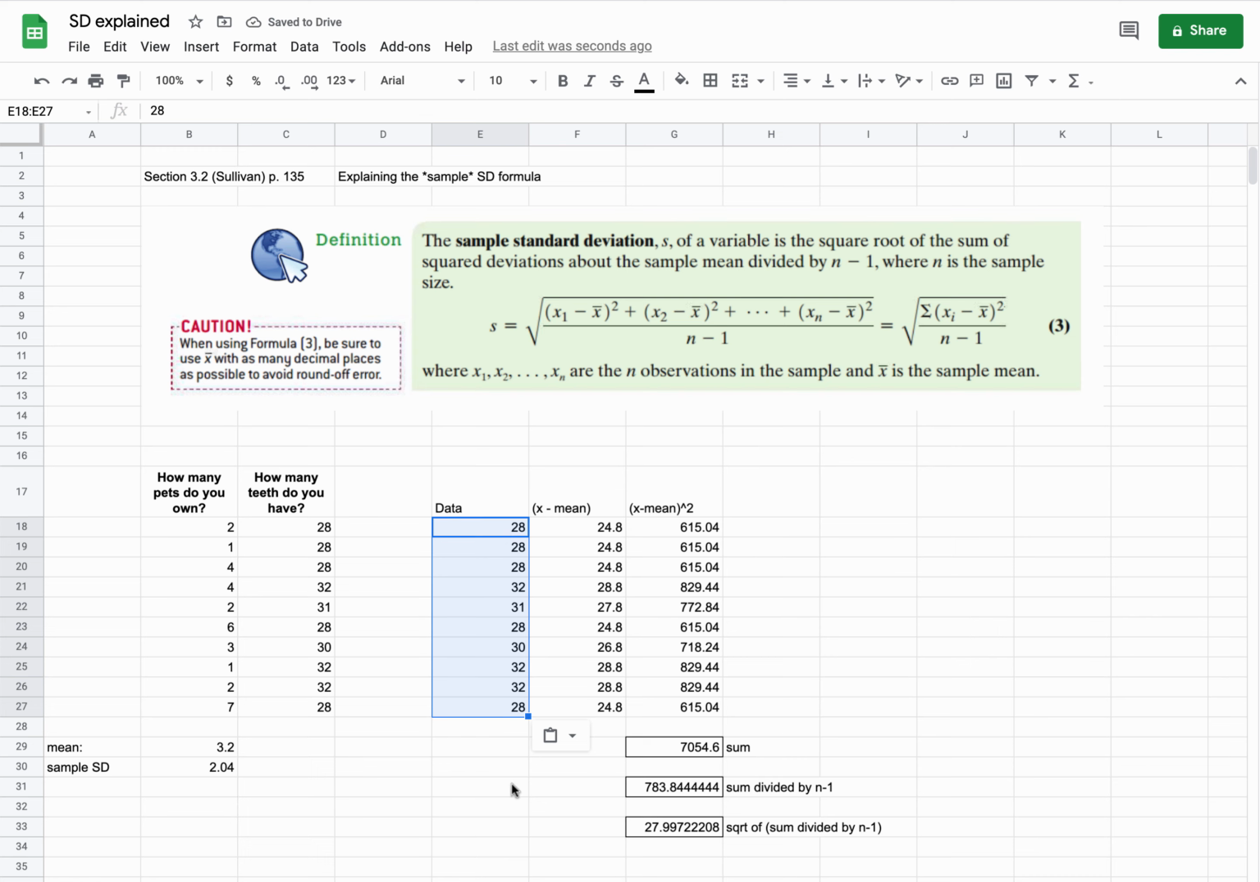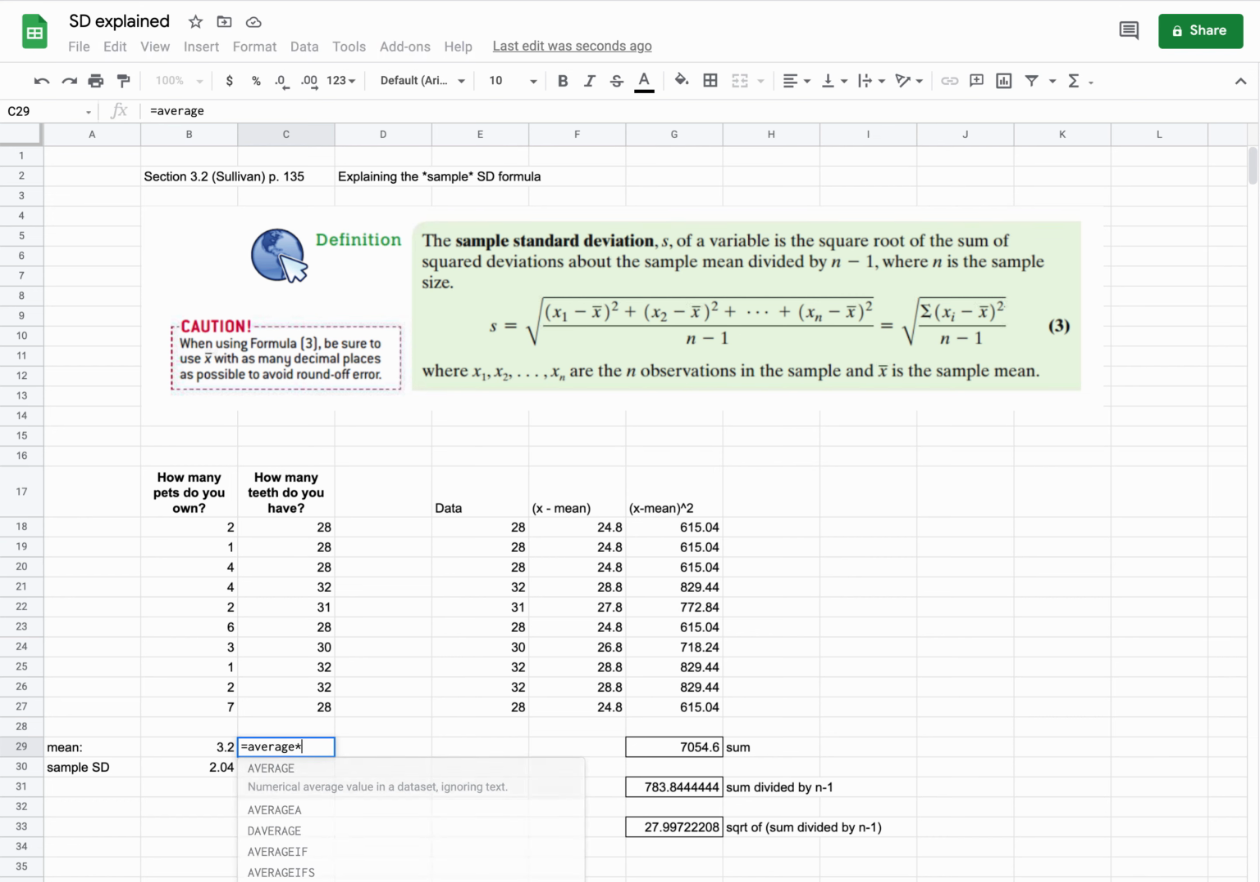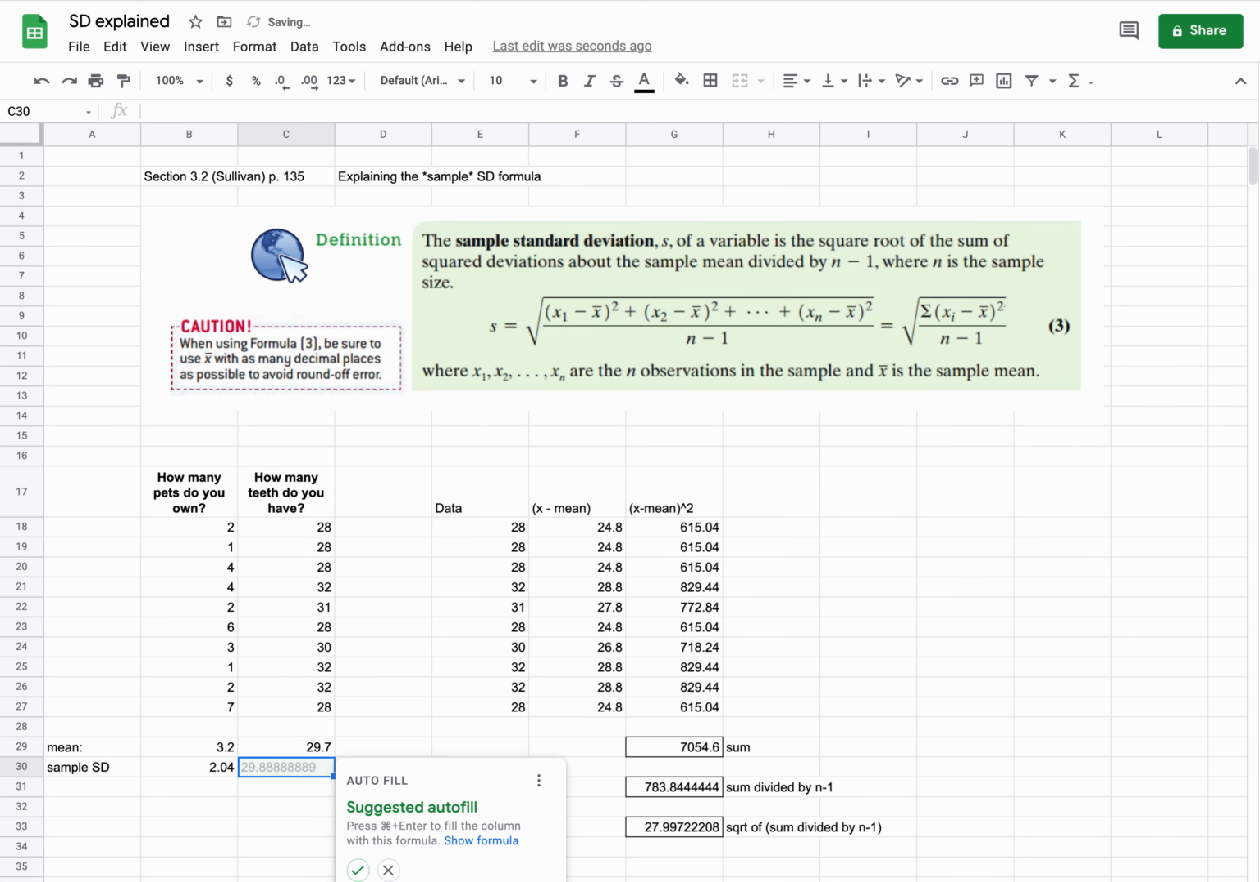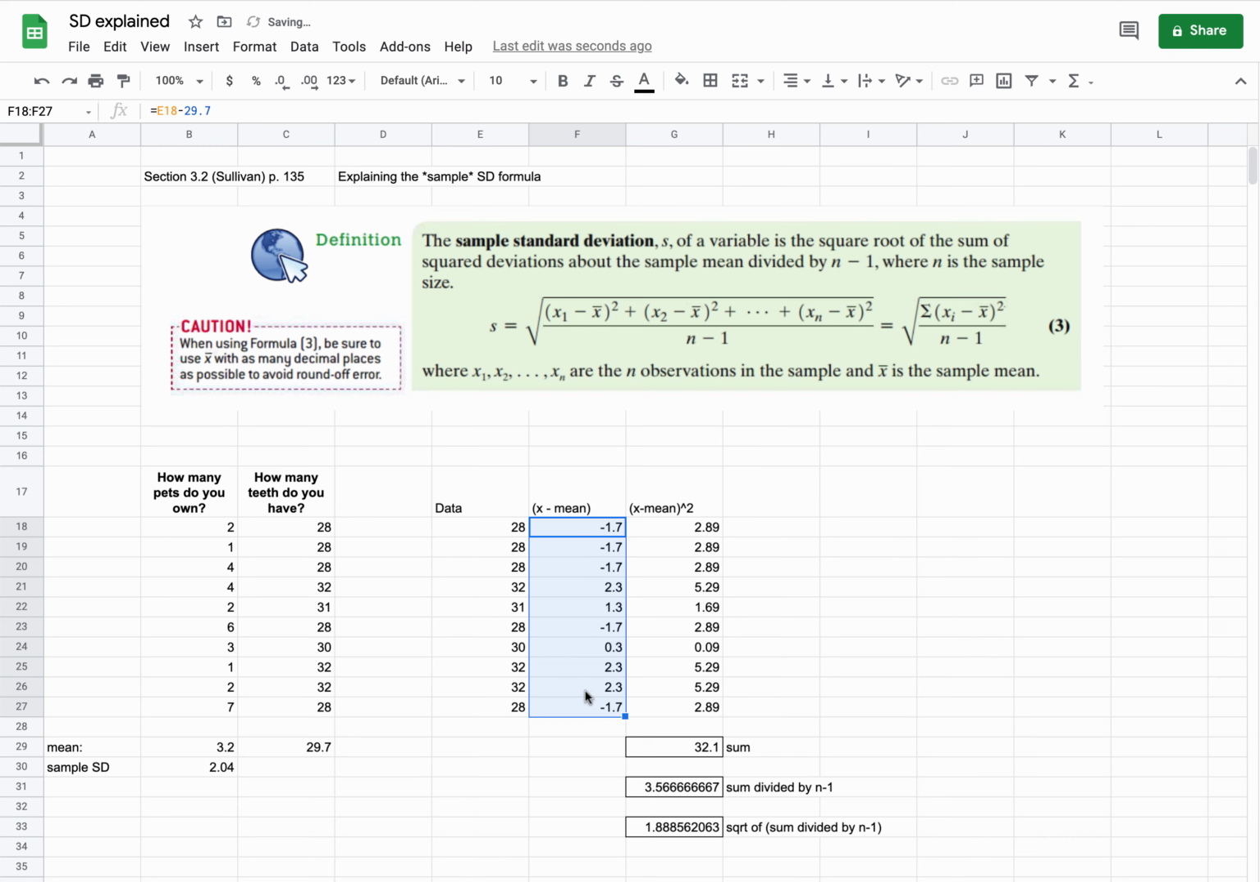I do need to make one more change though, because I need to come up with an average. So compute the average of the teeth data set. And do not autofill. So the average was 29.7. So I'm going to go back over here to my formula, and instead of subtracting 3.2, I'm going to put in 29.7 and then fill that column. So I just drag the formula down.